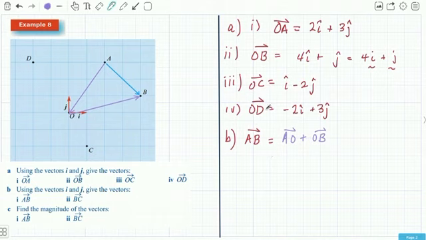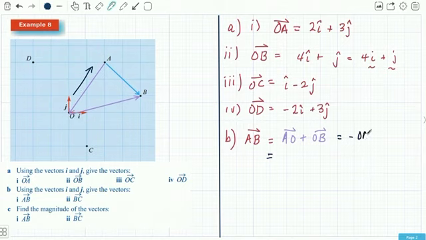And we already know what A to O is. A to O is actually the reverse. We've gone O to A previously, we went that way. And if we want to go back the other way, it will be negative O to A. Because remember, when we turn a vector around, it's a negative in front of that.